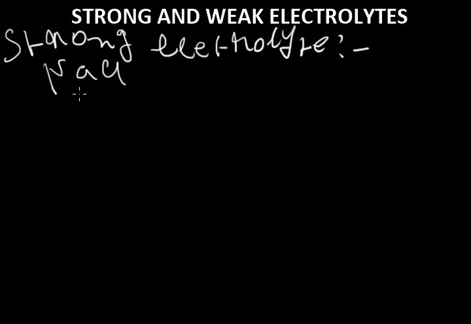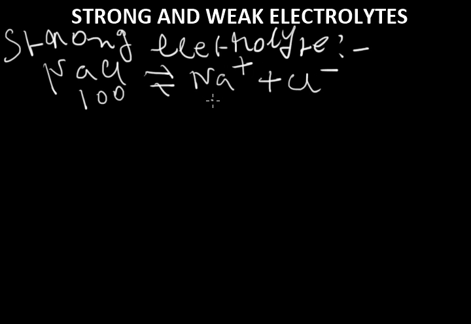Now, if we take 100 molecules of NaCl in aqueous solution, it will completely dissociate and form Na plus and Cl minus. Actually, the number of Na plus is 100 and number of Cl minus is also 100. It is a hypothetical number 100. If you take 1000 molecules of NaCl, you will get 1000 Na plus ions and 1000 Cl minus ions.